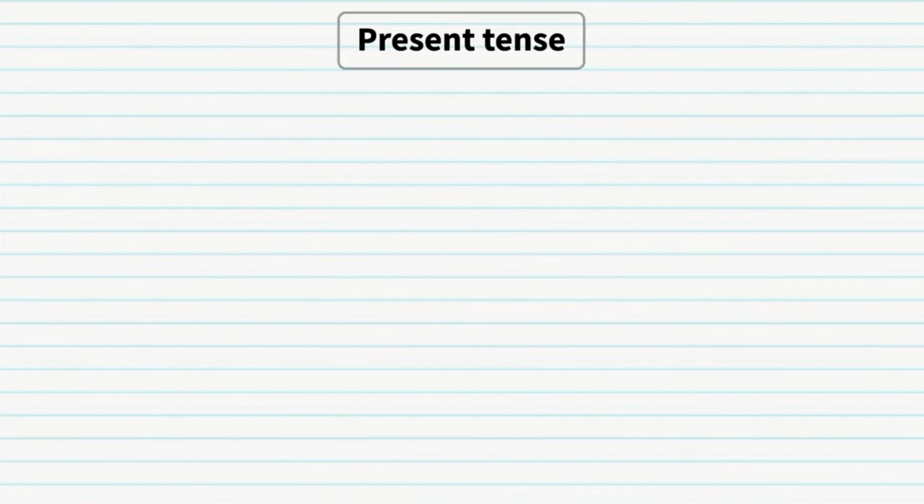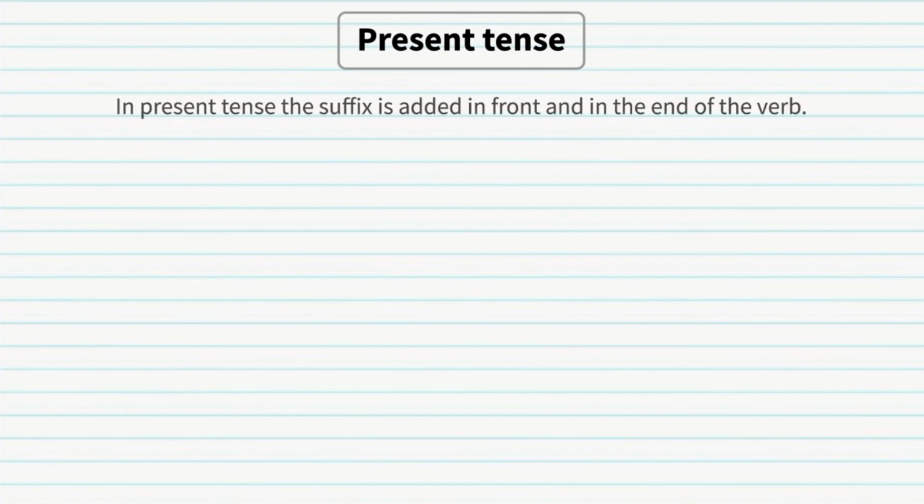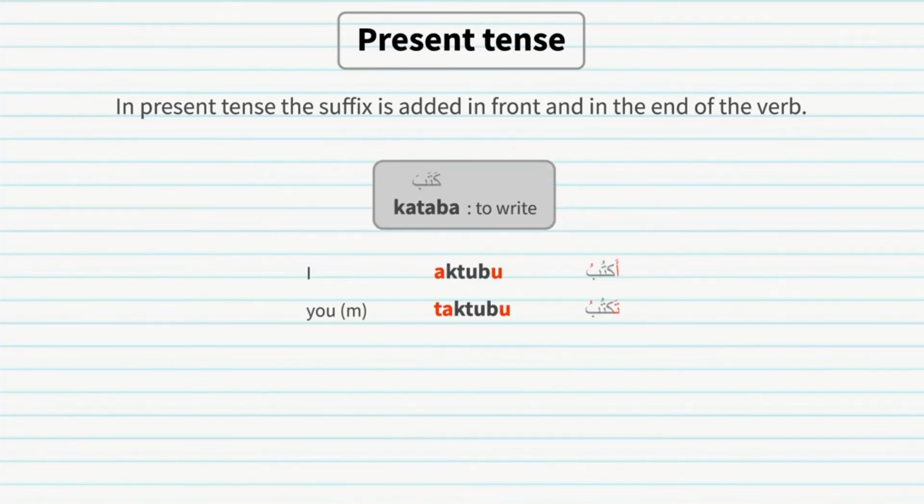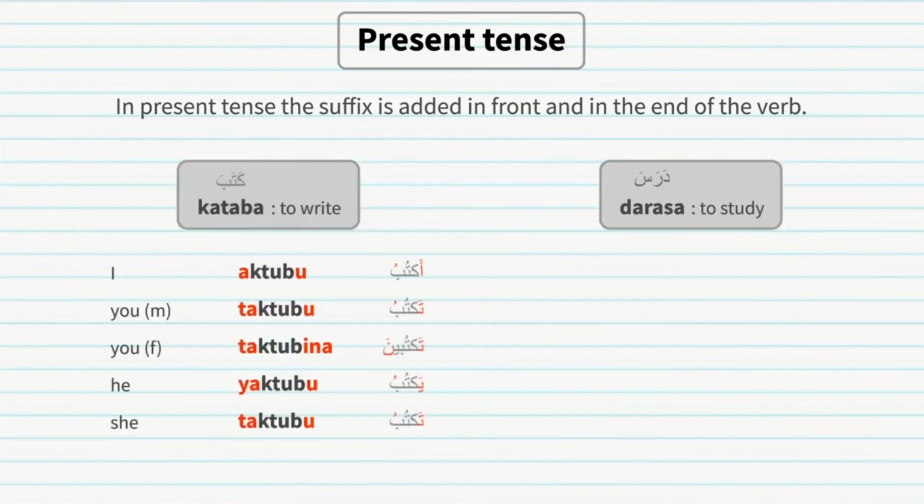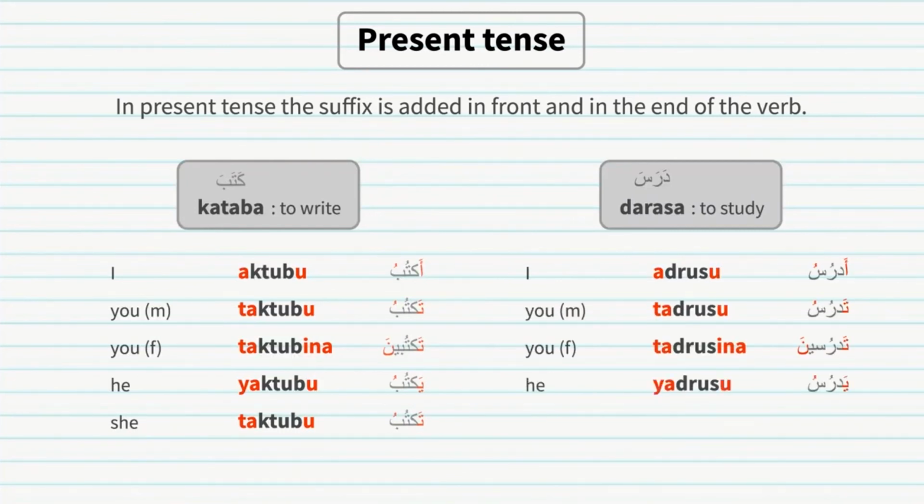Present tense. المضارع. In present tense, the suffix is added at the front and at the end of the verb. Example, كتب, أكتب, تكتب, تكتبين, يكتب, تكتب. Just like the past tense, we will focus on the singular conjugation. Notice how there are 5 pronouns and only 4 changes, since second and fifth are the same. More examples. أدرس, تدرس, تدرسين, يدرس, تدرس.